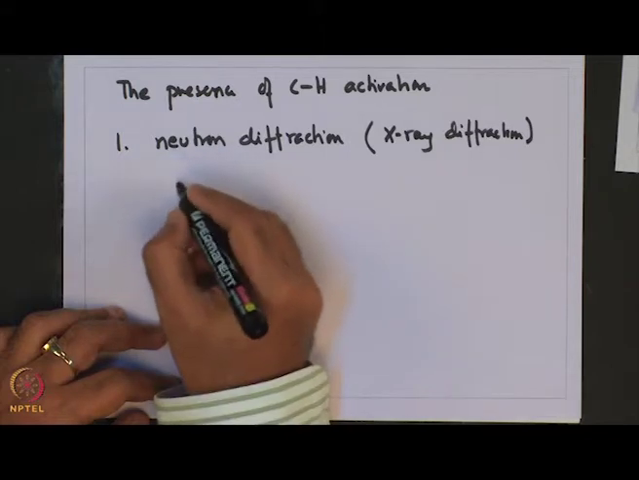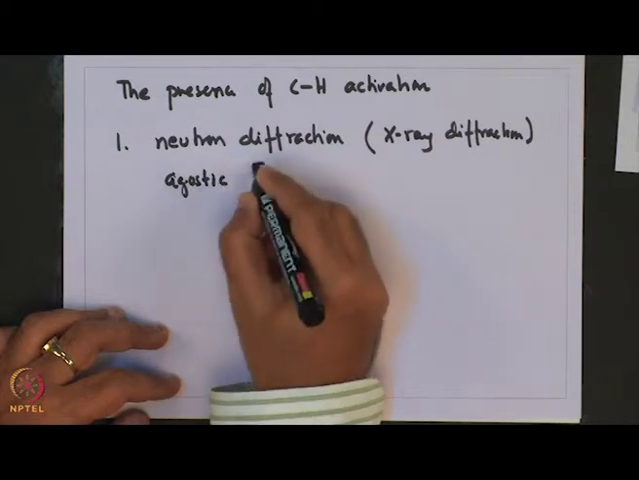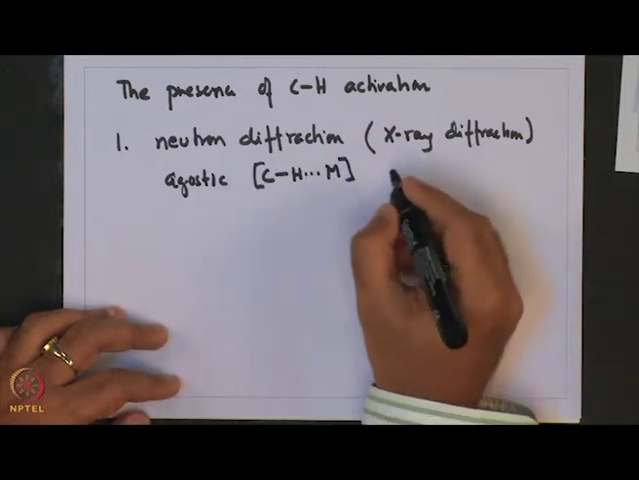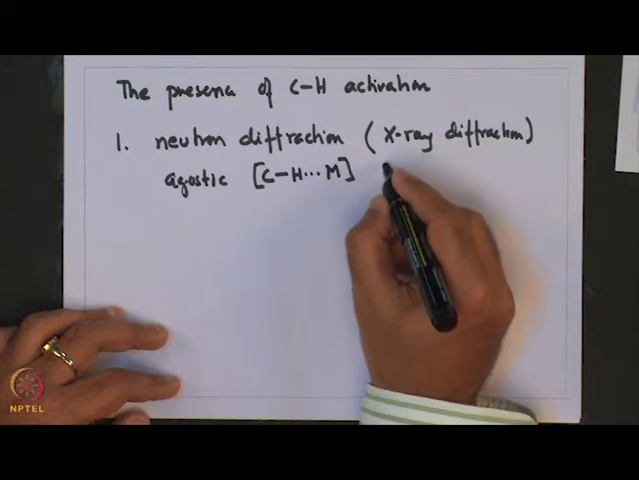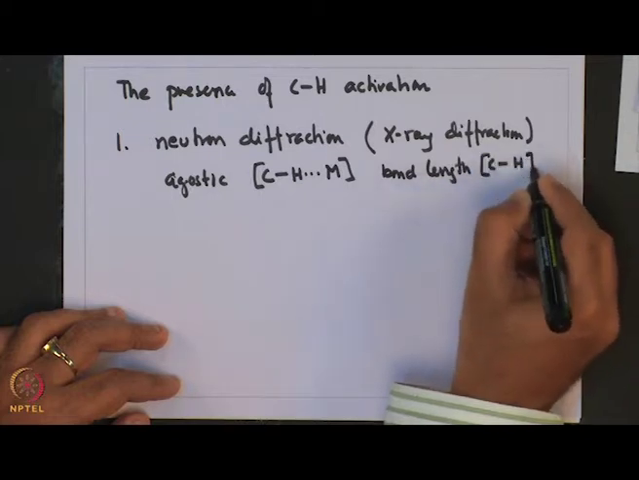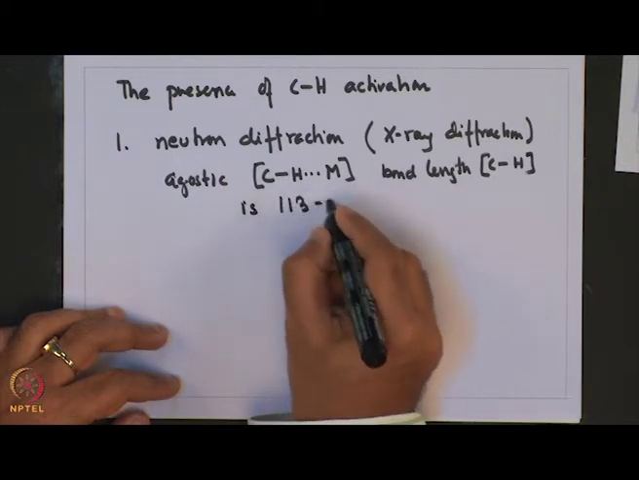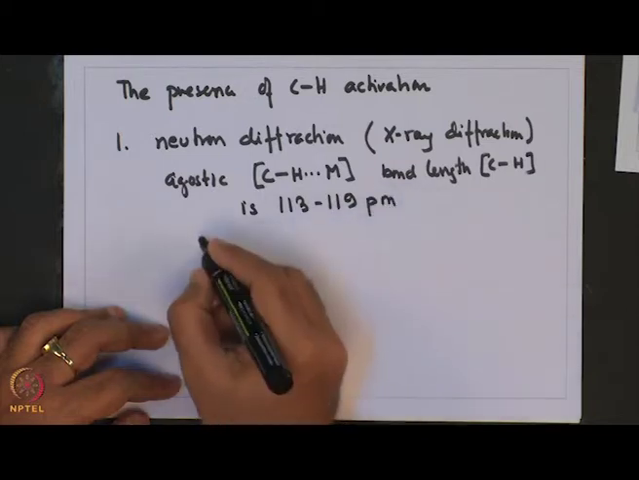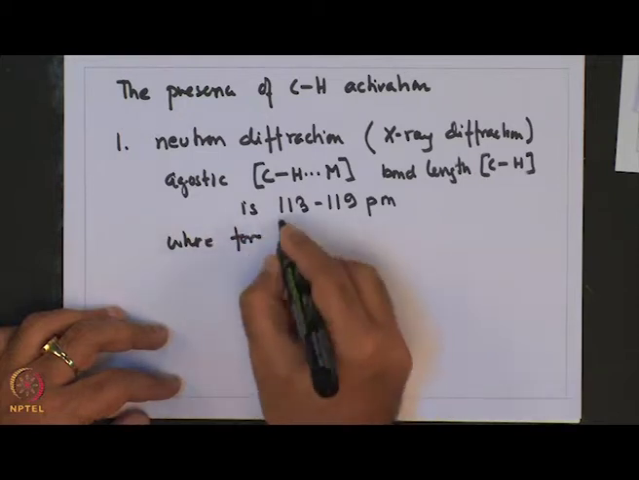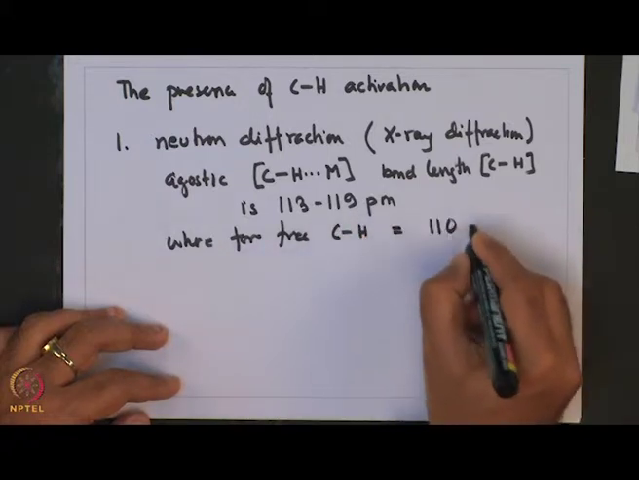Where agostic CH bond length is around 113 to 119 picometer, whereas for free CH this is about 110 picometer.